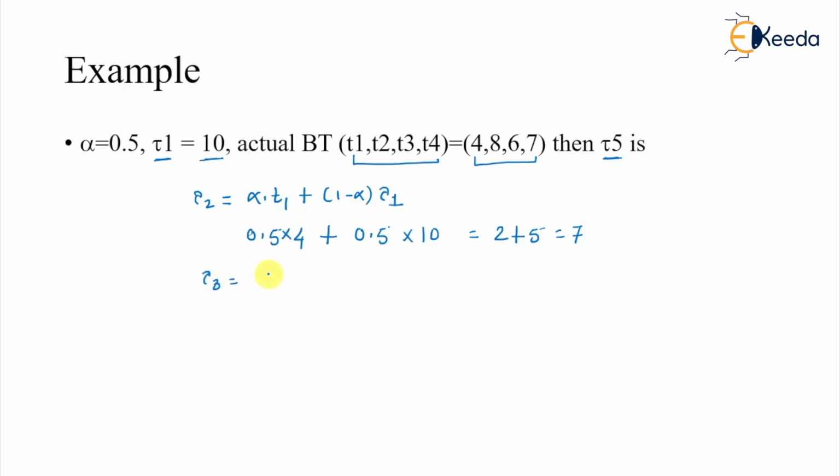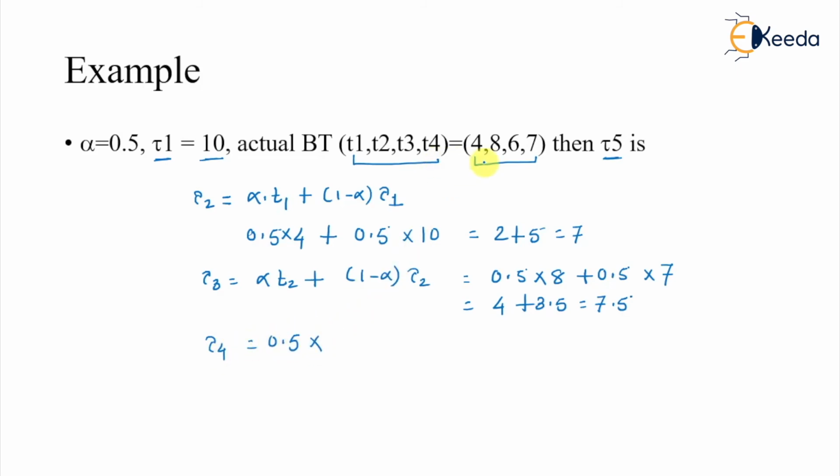Tau 3 will be equal to alpha times t2 plus 1 minus alpha times tau 2. So alpha is 0.5 and t2 is 8, plus 1 minus alpha is again 0.5, and tau 2 we have calculated as 7. So this will become 4 plus 3.5, and that will become 7.5. Tau 4 will be equal to 0.5 times the actual t3, which is 6, plus 0.5 times tau 3, which is 7.5. This will become 3.75.